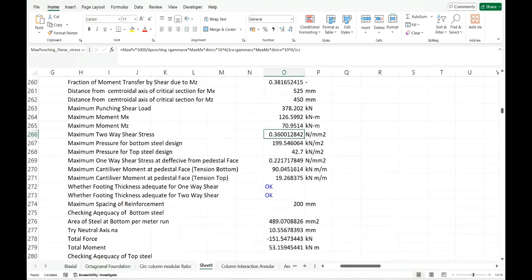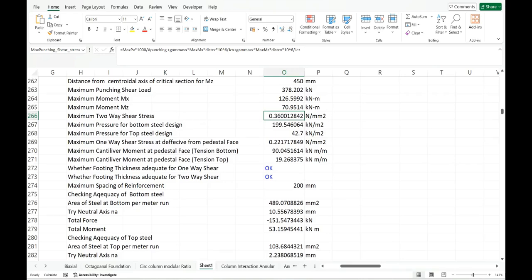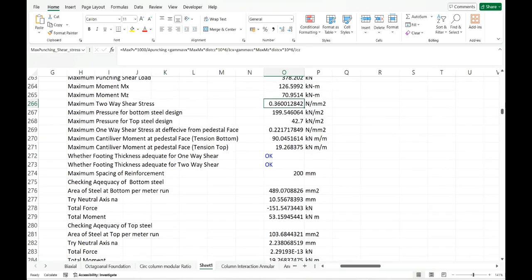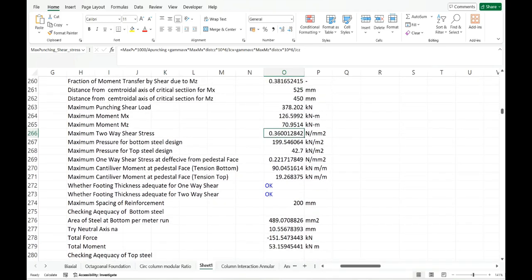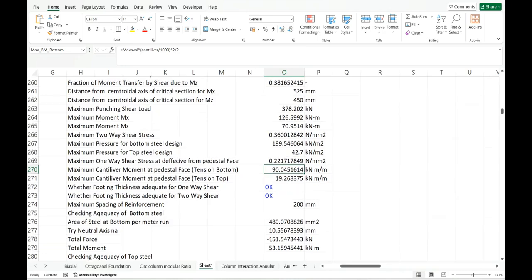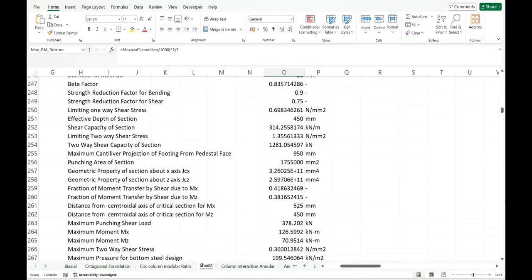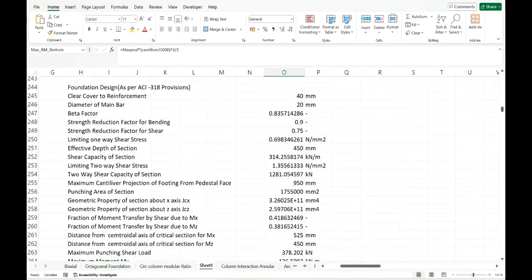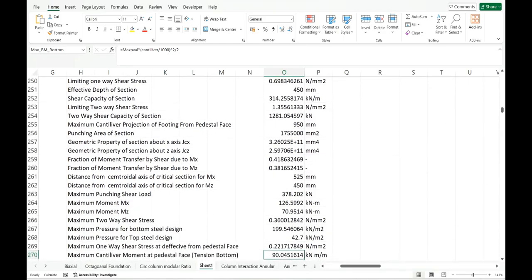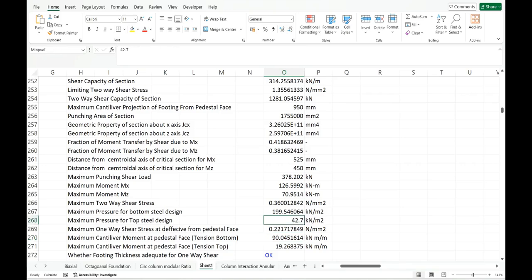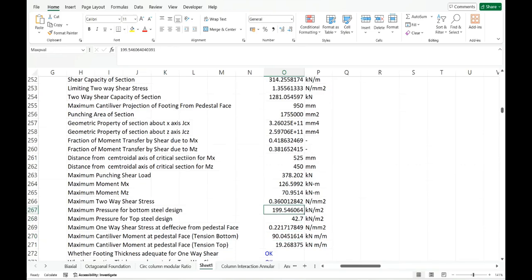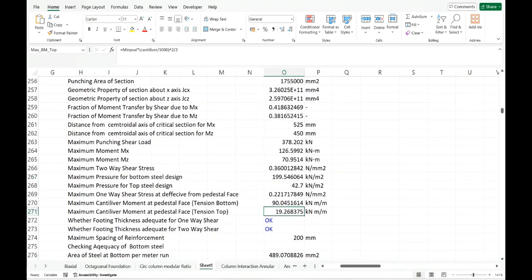Next thing we calculated is the reinforcement. Before we calculate reinforcement, we calculated the moments for the tension bottom case and the tension top case. If we click on that particular case, we see the maximum pressure calculated, which is the net pressure after deducting the soil overburden and the self-weight of the foundation with appropriate load factor. We calculated that net bearing pressure, which is 199.546 kilonewton per meter squared, and we have the maximum pressure for top steel design, which is purely soil overburden plus self-weight of foundation with appropriate factor, which is 42.7.